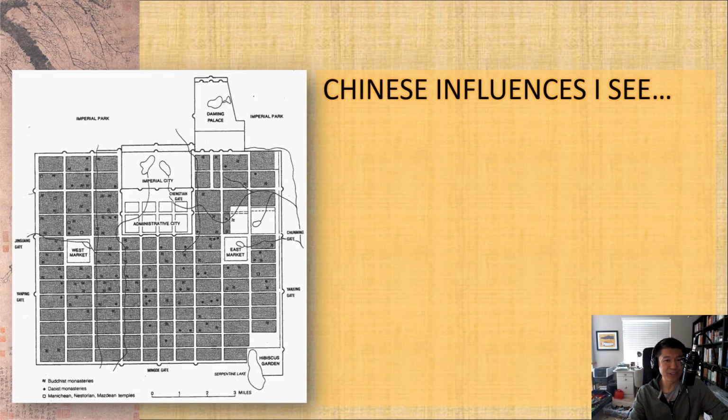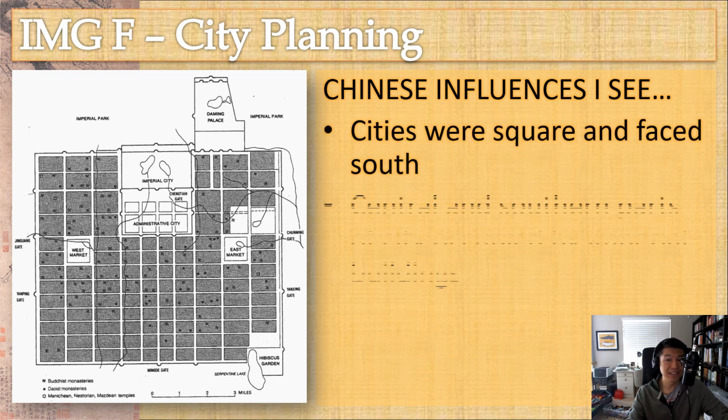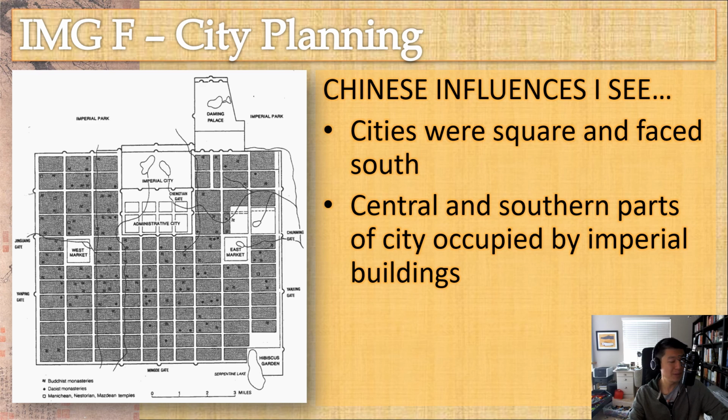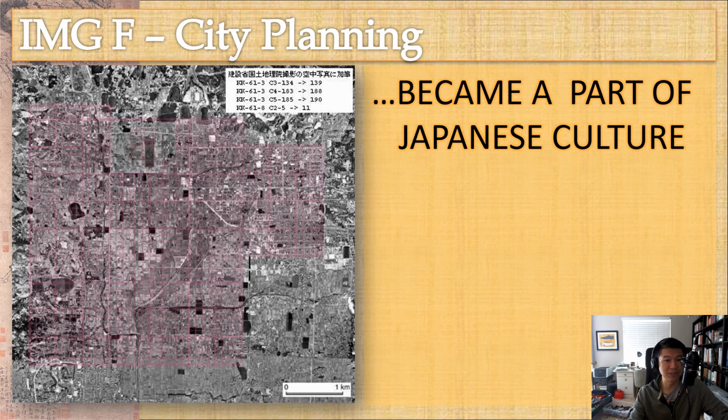We move on to image F, and image F is the creation of cities and new cities. This is something that the ancient Romans did as well, but the creation of cities in these squared forms and in terms of the right feng shui, many of these cities would face south. The central and southern parts of the cities would be occupied by imperial buildings, and there would usually be temples and shrines placed at strategic locations in these particular cities.